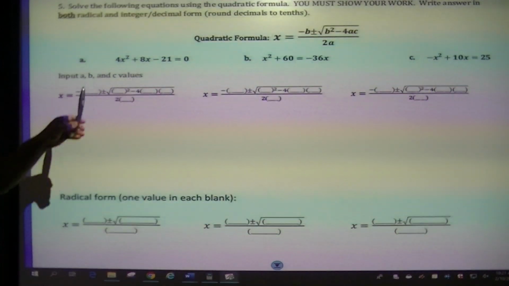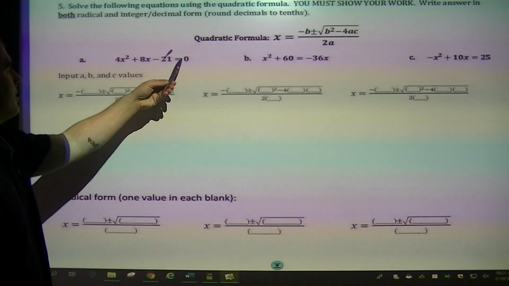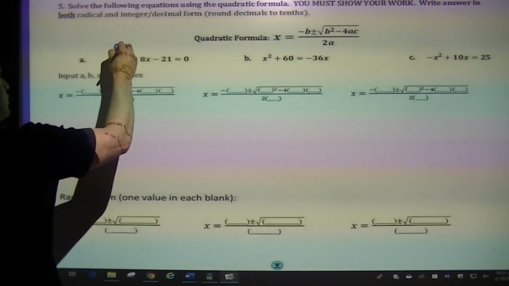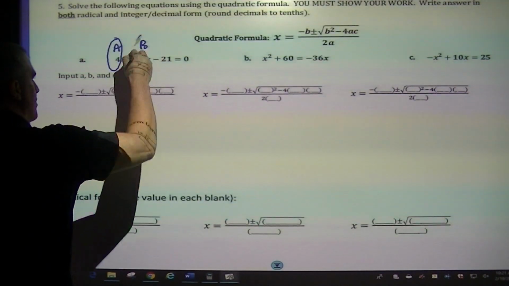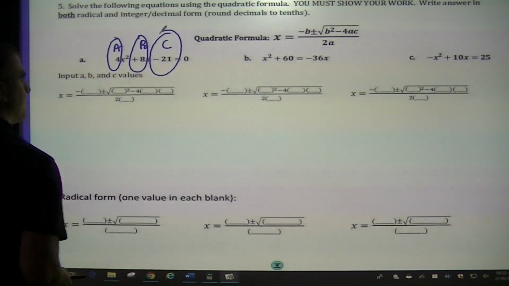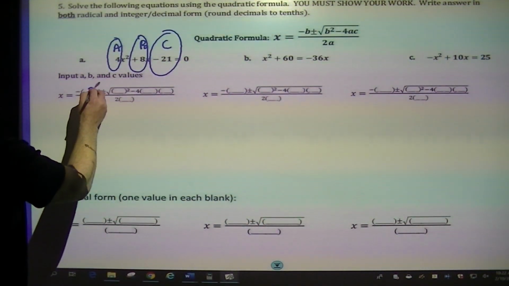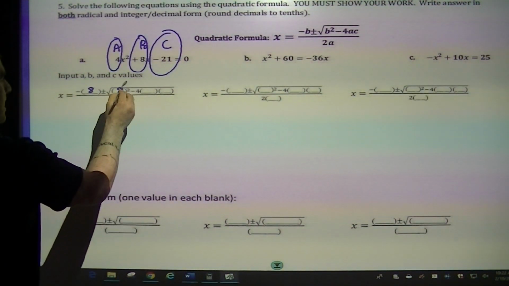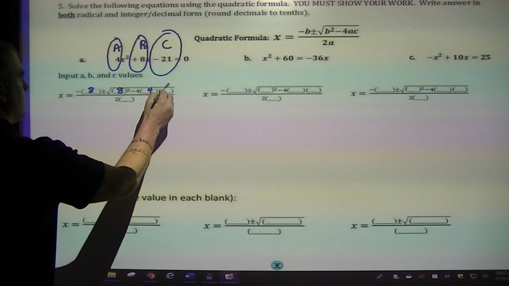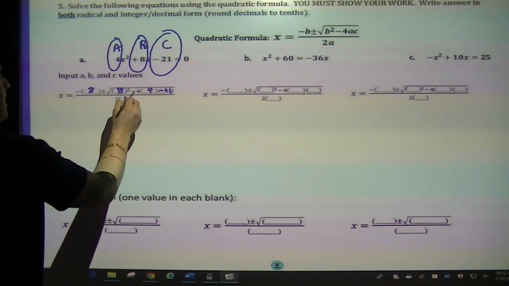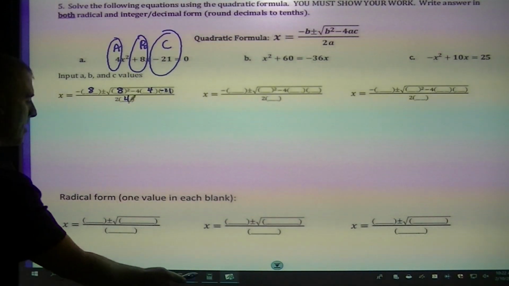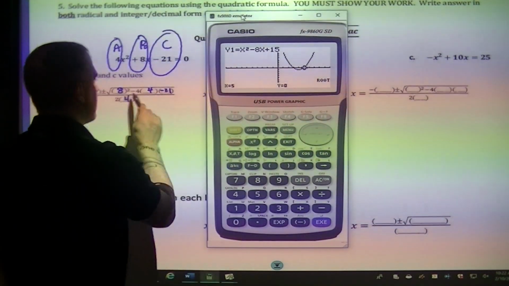Okay, here's the quadratic formula. Big thing: make sure this is set equal to 0. This is your A. This is now your B. This is your C. So in this formula, I would put B, which is 8, A, which is 4, and C is negative 21. A is 4.